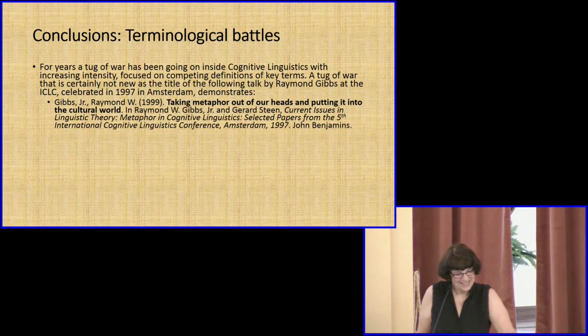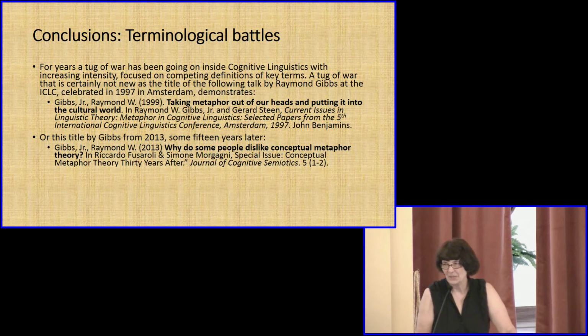For years, a tug-of-war has been going on inside cognitive linguistics with increasing intensity, focused on competing definitions of key terms. A tug-of-war that's certainly not new is demonstrated by the title of the following talk by Raymond Gibbs at the International Cognitive Linguistics Conference celebrated in 1997 in Amsterdam. The name of his talk was Taking Metaphor Out of Our Heads and Putting It into the Cultural World.